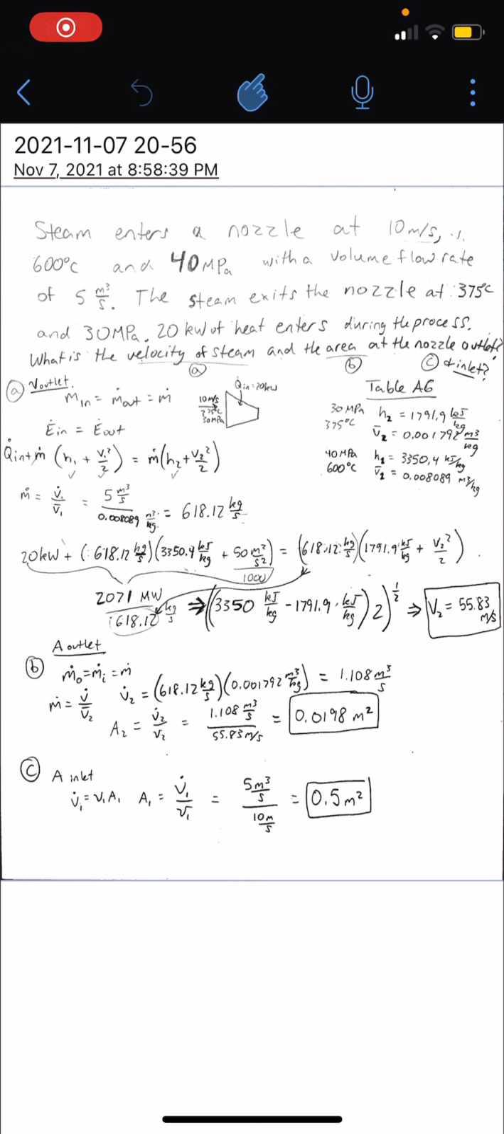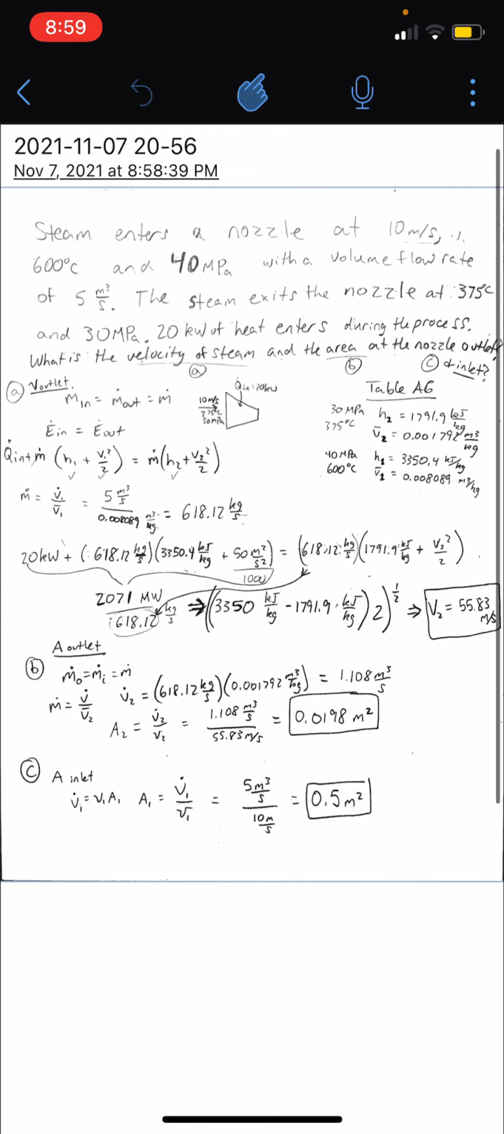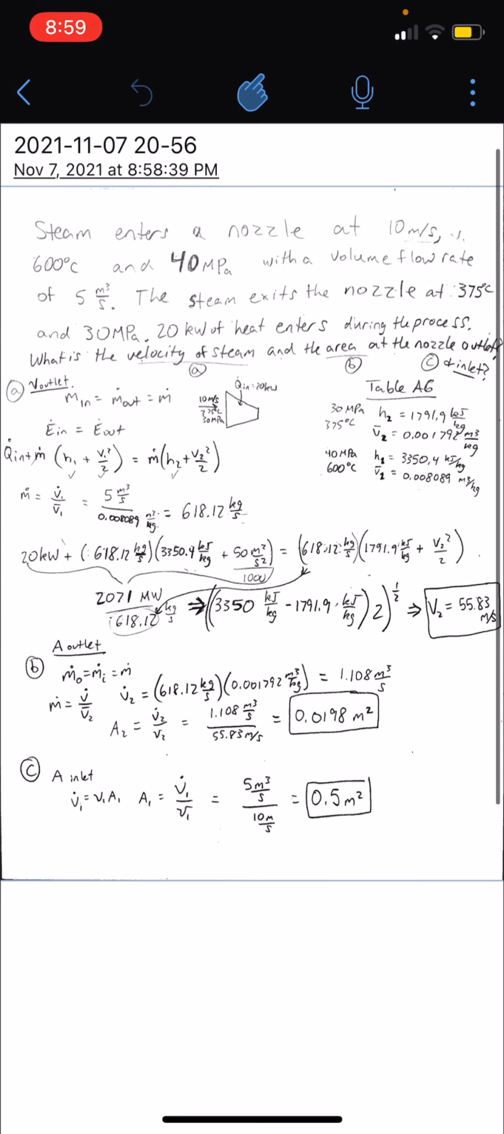All right, this is my Chapter 5 original problem. Steam enters a nozzle at 10 meters per second, at a temperature of 600 degrees Celsius and a pressure of 40 megapascals, and with a volume flow rate of 5 meters cubed per second. The steam exits the nozzle at 375 degrees Celsius and 30 megapascals. 20 kilowatts of heat enters during the process. What is the velocity of steam and the area at the nozzle outlet?